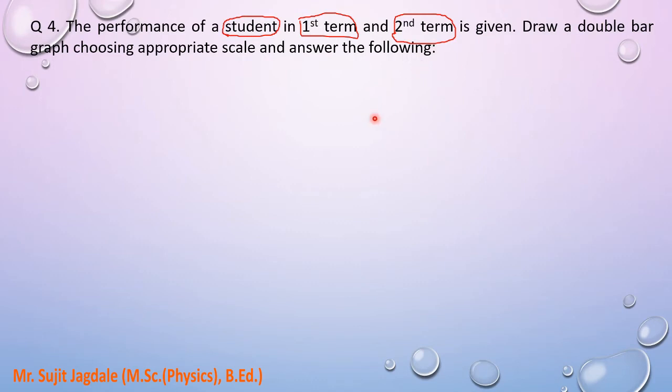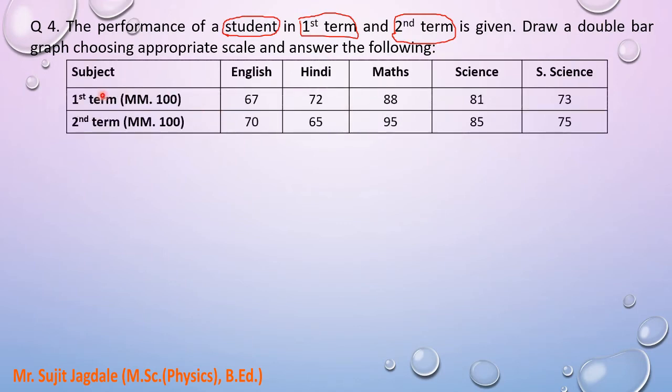Now how to draw that bar graph? Before that we will see the data, which type of data is given. Subjects are given, 5 subjects are given. Okay, same student is there. How many subjects are given? 5 subjects are given, and for the same student 2 terms are given, and for those 2 terms marks are given. Okay, before drawing the graph, scale is very important.